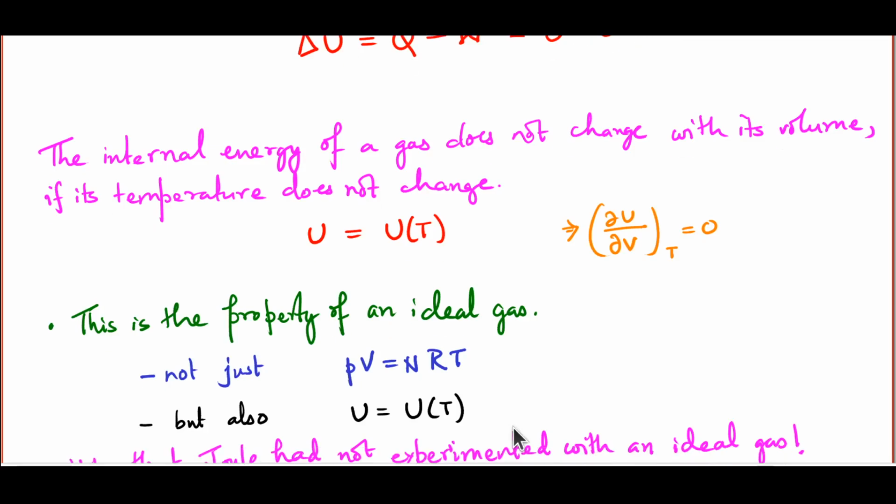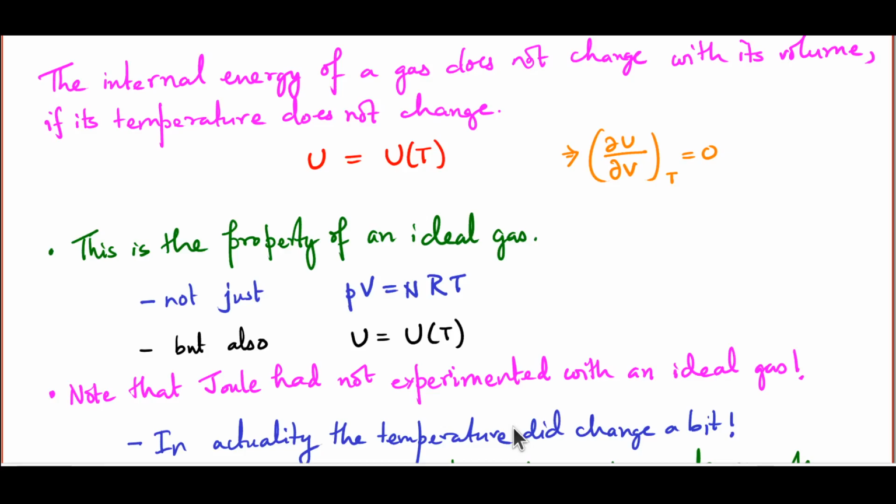Now, let me point out a very important thing. This result that Joule obtained made many calculations using ideal gases very, very simple, and that actually allowed people to verify their experimental results with theory much better than before. But the important point is Joule had not experimented with an ideal gas. In reality, there are no ideal gases. So his gas, of course, was a real gas. In fact, his gas was nothing but air.